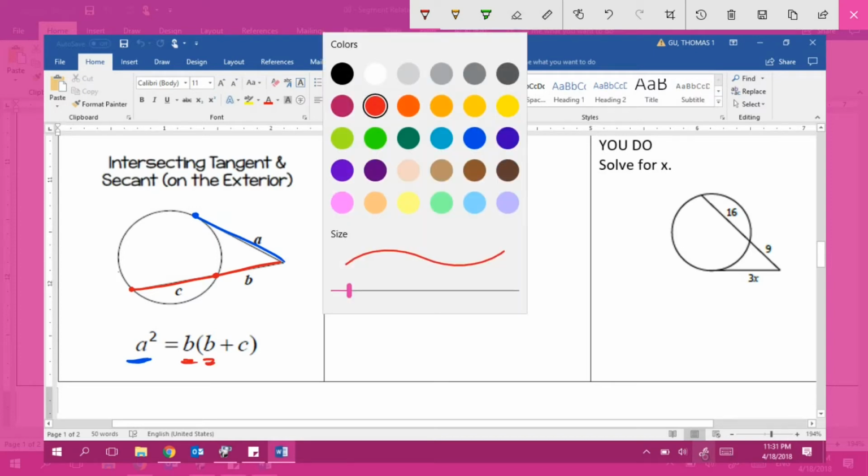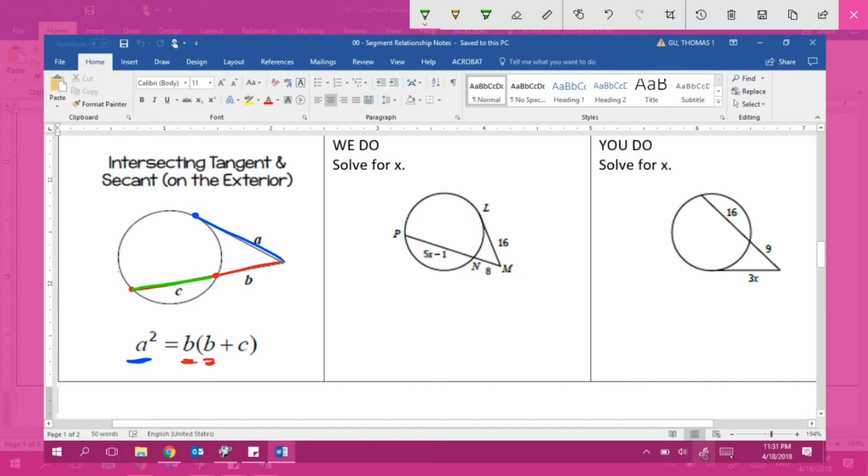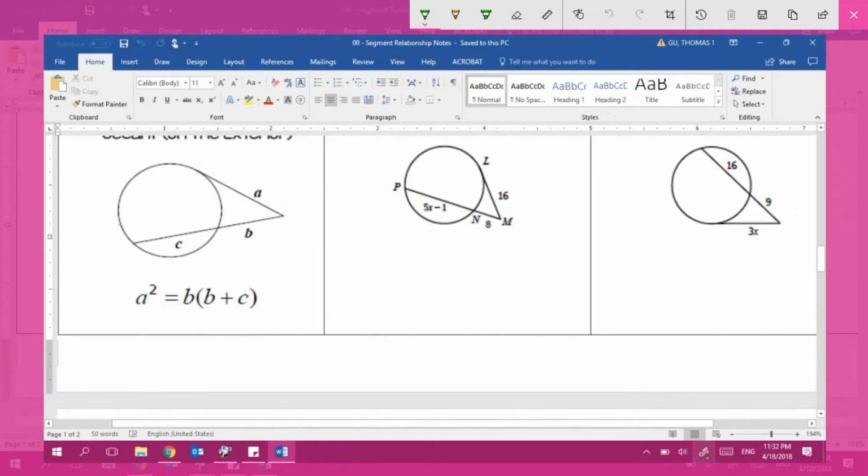So maybe it'll help if I change the colors, but like this. B + C. All right. So let's take a look at a we do example to see how this works in action. Once again, we're solving for x. So let's take a look and recognize what we have here.